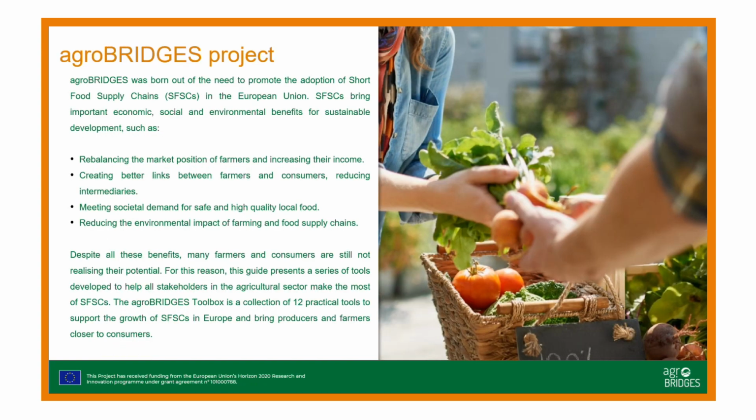The agroBRIDGES project was born out of the need to promote the adoption of short food supply chains in the European Union, as they bring important economic, social, and environmental benefits for sustainable development. And the agroBRIDGES Toolbox is developed to help all stakeholders in the agricultural sector to make the most of short food supply chains, and it's composed of a collection of 12 practical tools to bring producers and farmers closer to consumers.